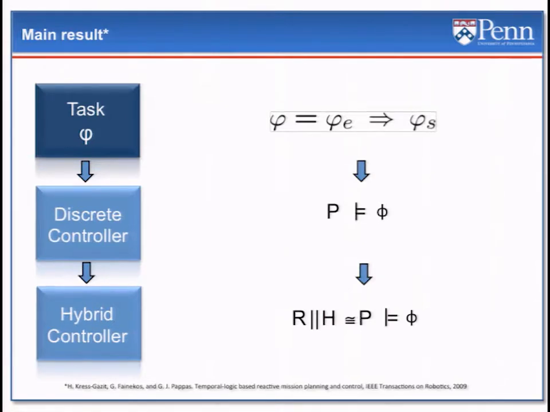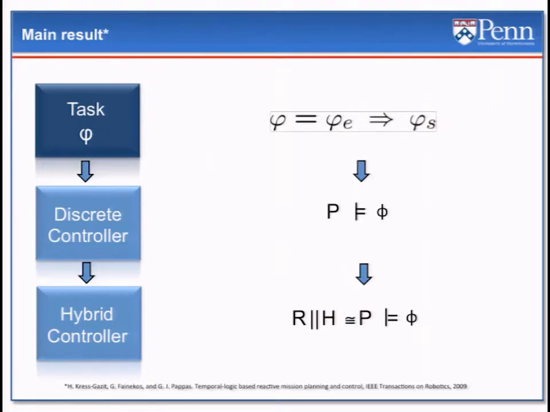Okay, so this summarizes the approach: you start with a formula, which is in the GR1 fragment. Then you first synthesize the discrete controller P that meets the specification. And then you design a hybrid controller H, so that when you compose it with a robot, it's bisimilar to the discrete system P. And since P satisfies the mission, the continuous system will satisfy the mission.